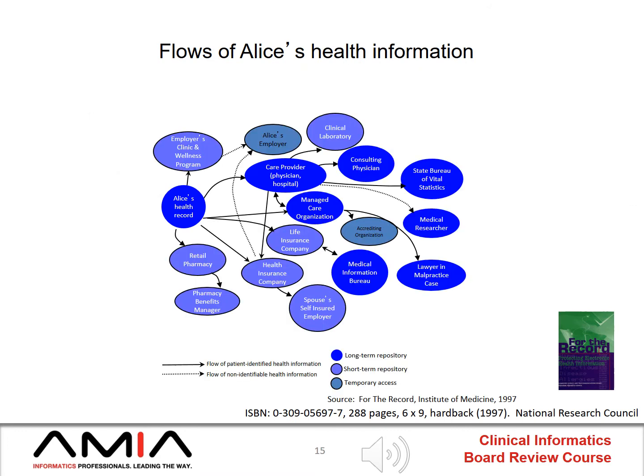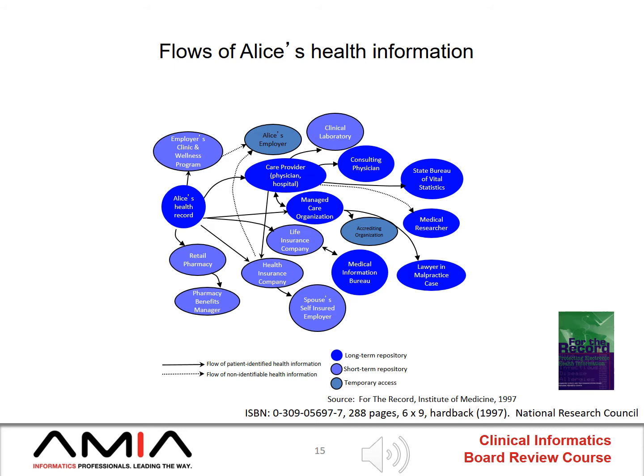When discussing law regarding handling health information, we should remember that there are many ways in which information can be transmitted that are legal. A summary of this is shown in a figure taken from the Institute of Medicine publication called For the Record. This was published in 1997, and the entire book is available on the web free of charge. This figure shows a series of ovals, and the ovals have arrows connecting them.